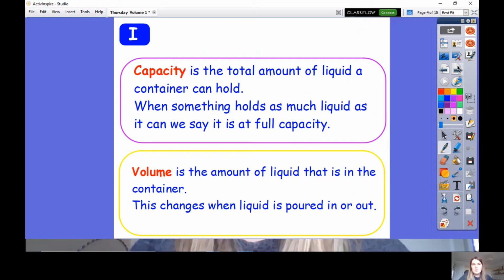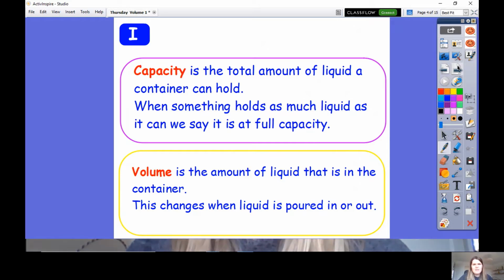And this is all to do with volume. So we're learning about two things today. We're learning about volume and capacity. So volume is the amount of liquid that is in a container. Now the volume can change when liquid is poured in or out of a container. Okay, so we're going to be looking at full, empty, half full and different stages of volume.